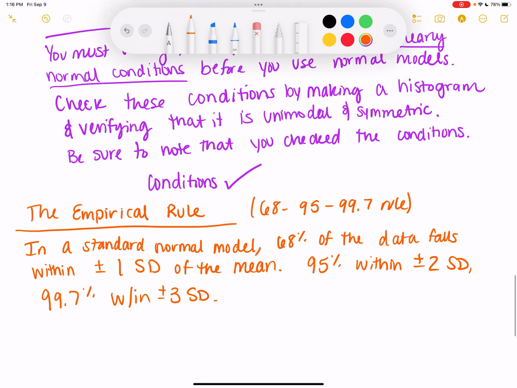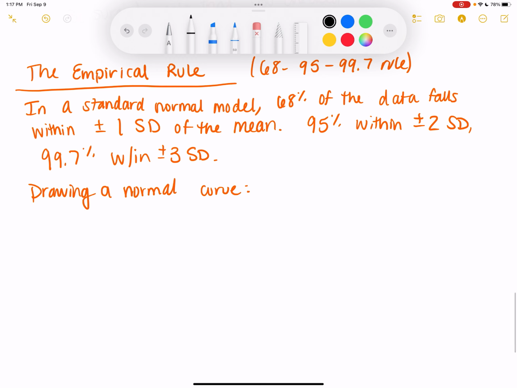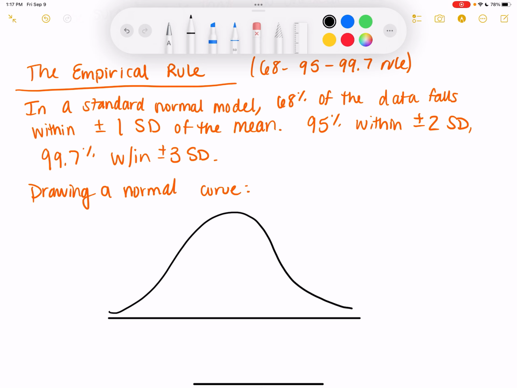All right, so drawing a normal curve then with this information. It looks the same as the other one. Yes, but we're going to fill this one in. So the middle is going to be 0, and then you're going to go 1, 2, 3, -1, -2, -3.